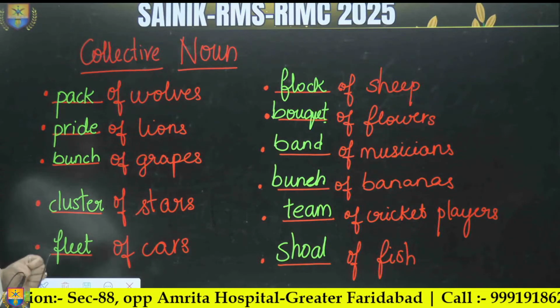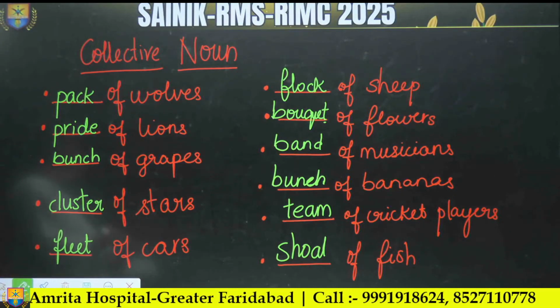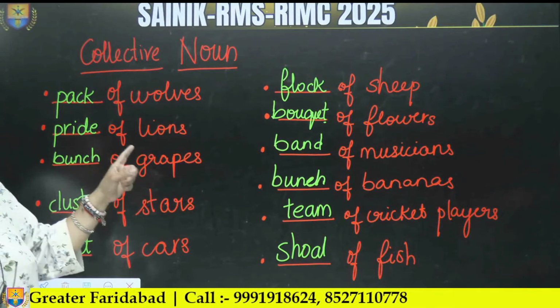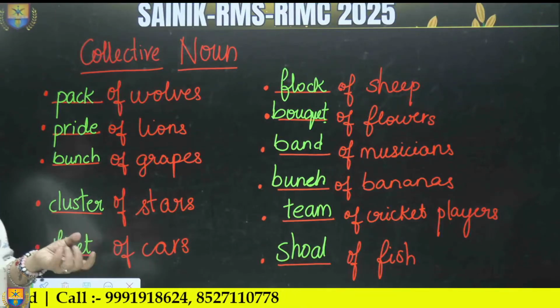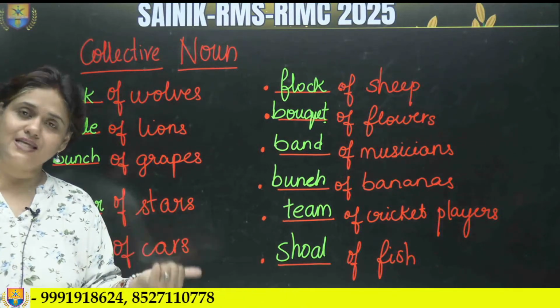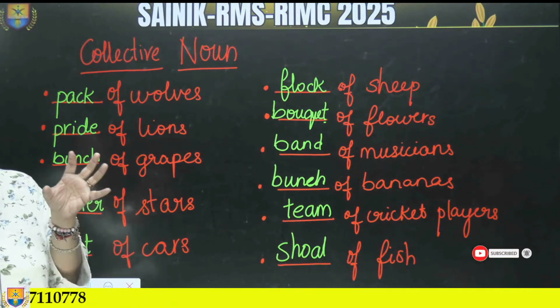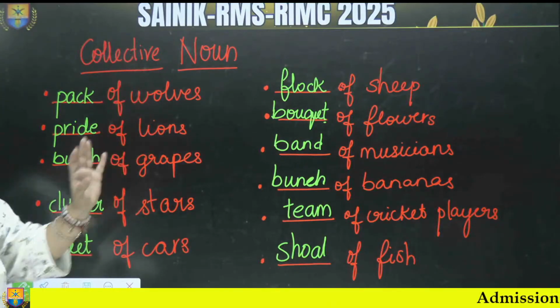So these are a few examples of collective nouns. Let's read them once before we move ahead. Pack of wolves, pride of lions, bunch of grapes. Remember, when there is one banana or a single grape, we will not use these words. They are groups of words which come under the category of collective noun.